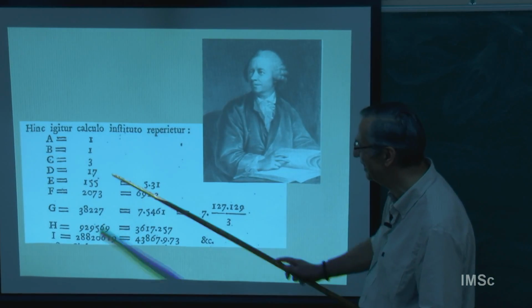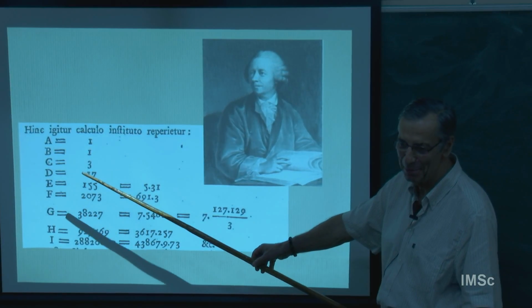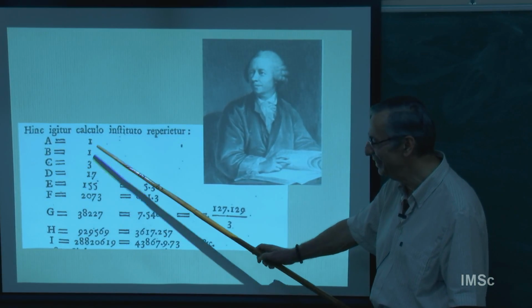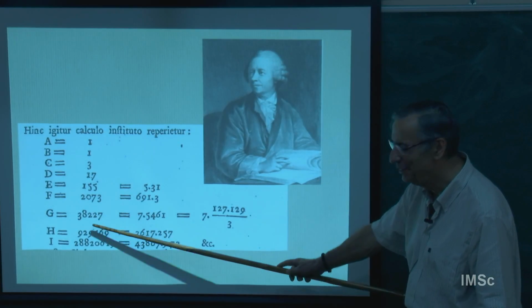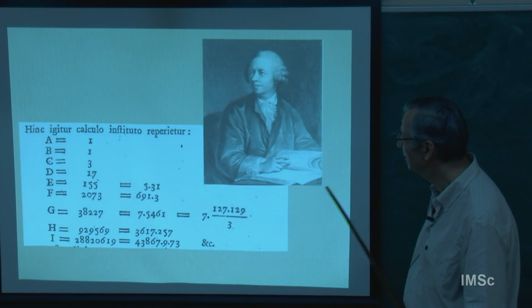I did not know that, but when I had to give a talk at the Bibliothèque Nationale de France about Euler and combinatorics, I discovered, looking at the Latin, 1, 3, 17, 155.